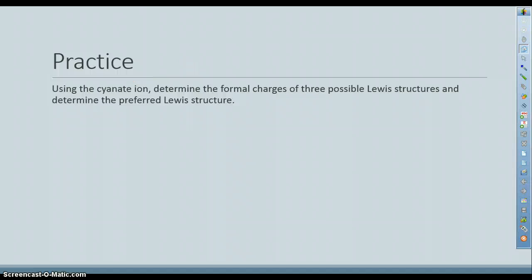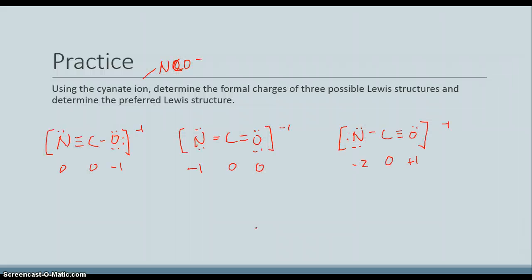Okay, so it looks like I made a bit of a boo-boo, actually. It turns out that it's not CNO, it's actually going to be the formula NCO. That's a -1 charge. Okay, and it looks like we are looking at this with the correct answers here.